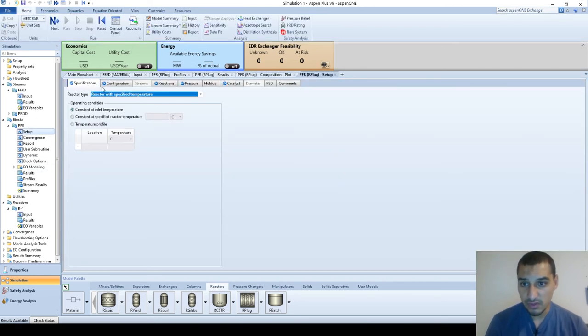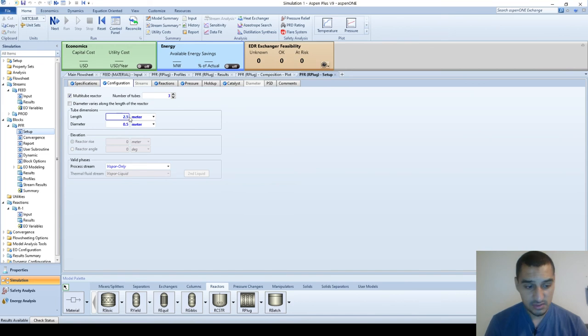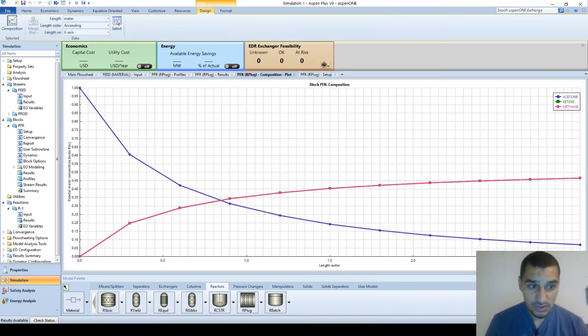Again, if I go to the PFR setup and increase the length to be 3 meters, I'd expect the conversion to be more. So you can play with it until you reach the conversion that you want. In case I'm interested in finding the length that will yield 20% conversion, I can find the 0.2 here, and it will be around 0.8, so less than 1 meter. Still, you can play with the parameters to find the optimum conditions.